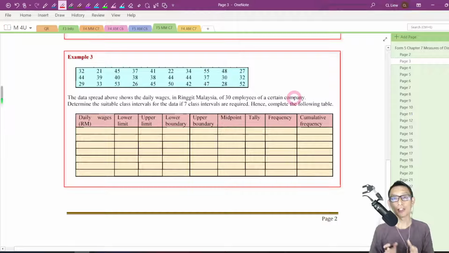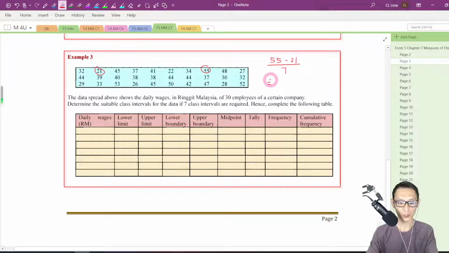So first, I need to determine the size of the class interval that I need to use. So what I'm going to do here, I look at the largest value. Largest value of the data should be 55. And I look for the smallest value. Here will be 21. So what I'm going to do next, I take 55 minus 21 divided by 7. Why do I need to divide it by 7? Because the question is asking us to break it into 7 class interval. Okay.